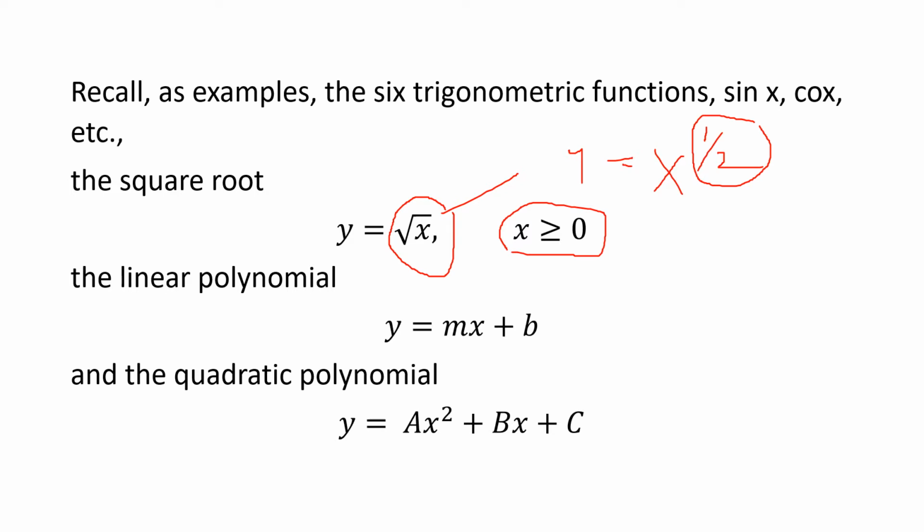Because square root of 0 is 0, meaning to say if x is 0, y is 0. So there is a corresponding value. And if x is equal to 4, a positive number, square root of 4 is 2. Meaning to say if x is 4, y is 2. So there is a corresponding value.